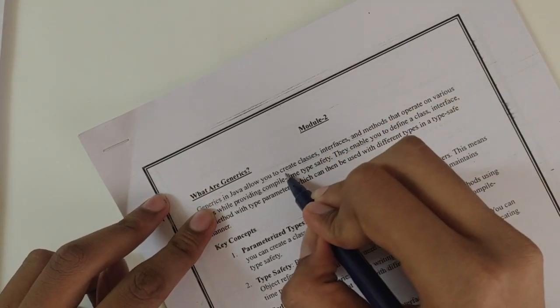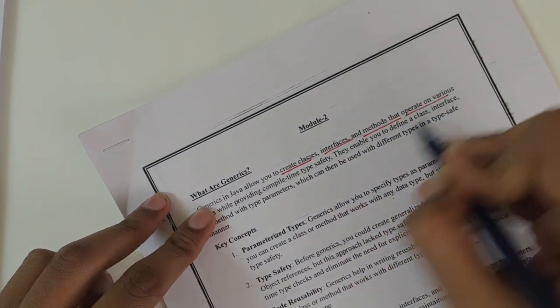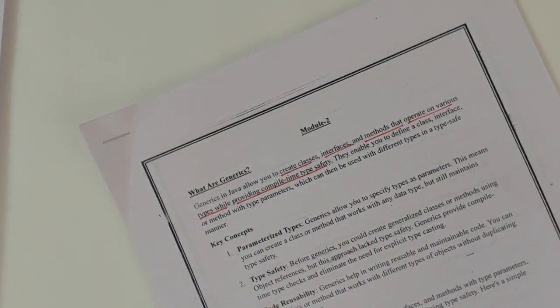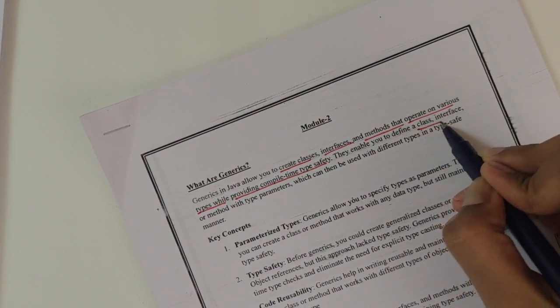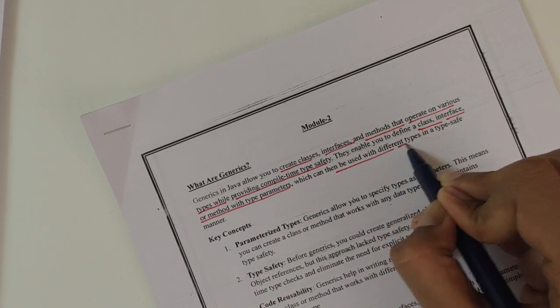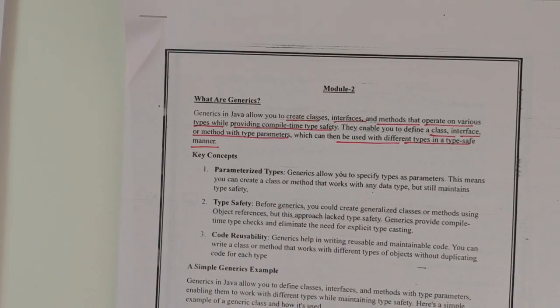Generics in Java mainly help you to create classes, interfaces and methods that operate on various types while providing compile time safety. This will help you to define a class, interface or method with type parameters which can be used with different types in a type-safe manner. That means it is basically used to create your classes, interfaces and methods which will operate on various types, and it also ensures compile time and type safety.